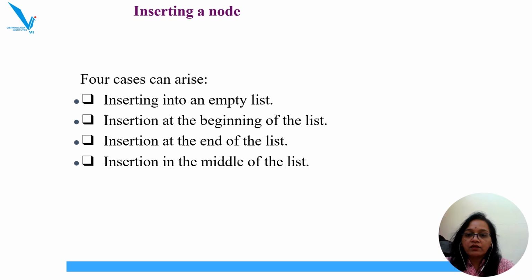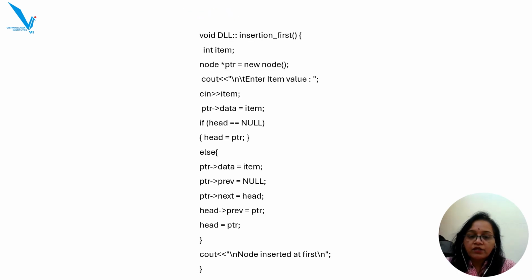Let us start with the insertion operation. So inserting into an empty list, that means you are starting your list, insertion at the beginning of the list, insertion at the end of the list, and insertion at any in-between position, the middle of the list. So let us start with our first operation, insertion first. As you know, this operation is declared in DLL. Return type is void. I am defining it outside the class, so scope resolution is required.